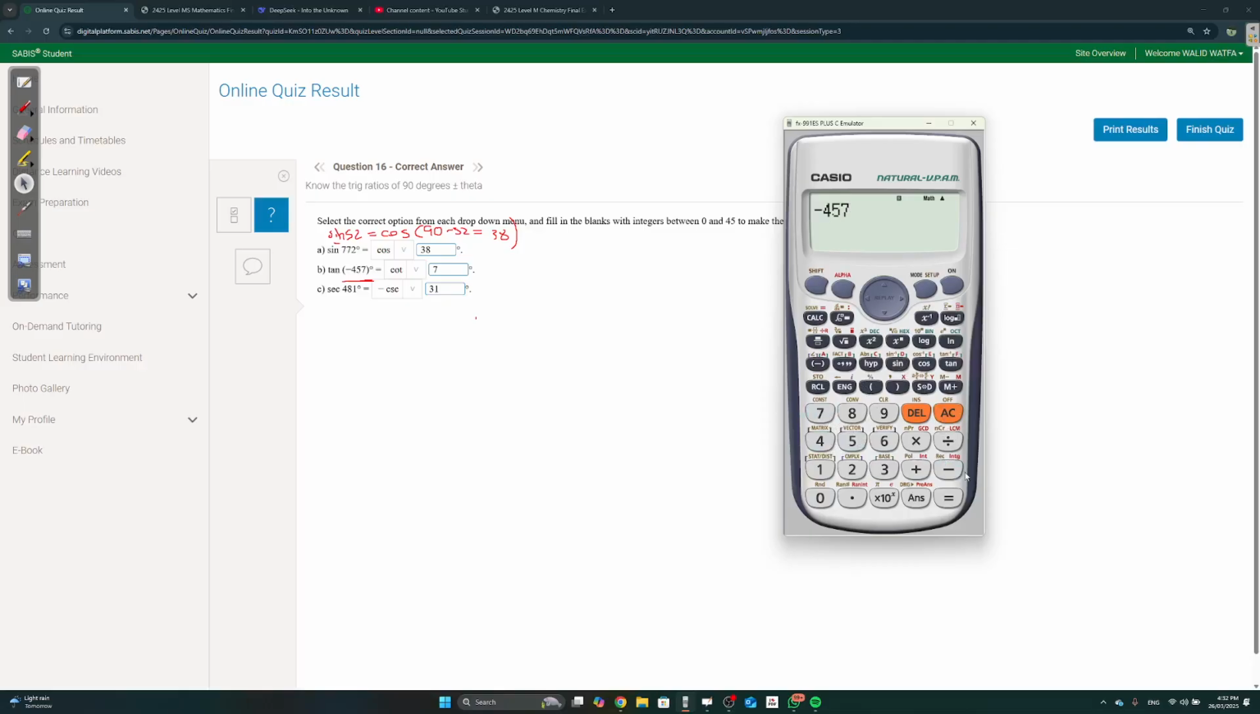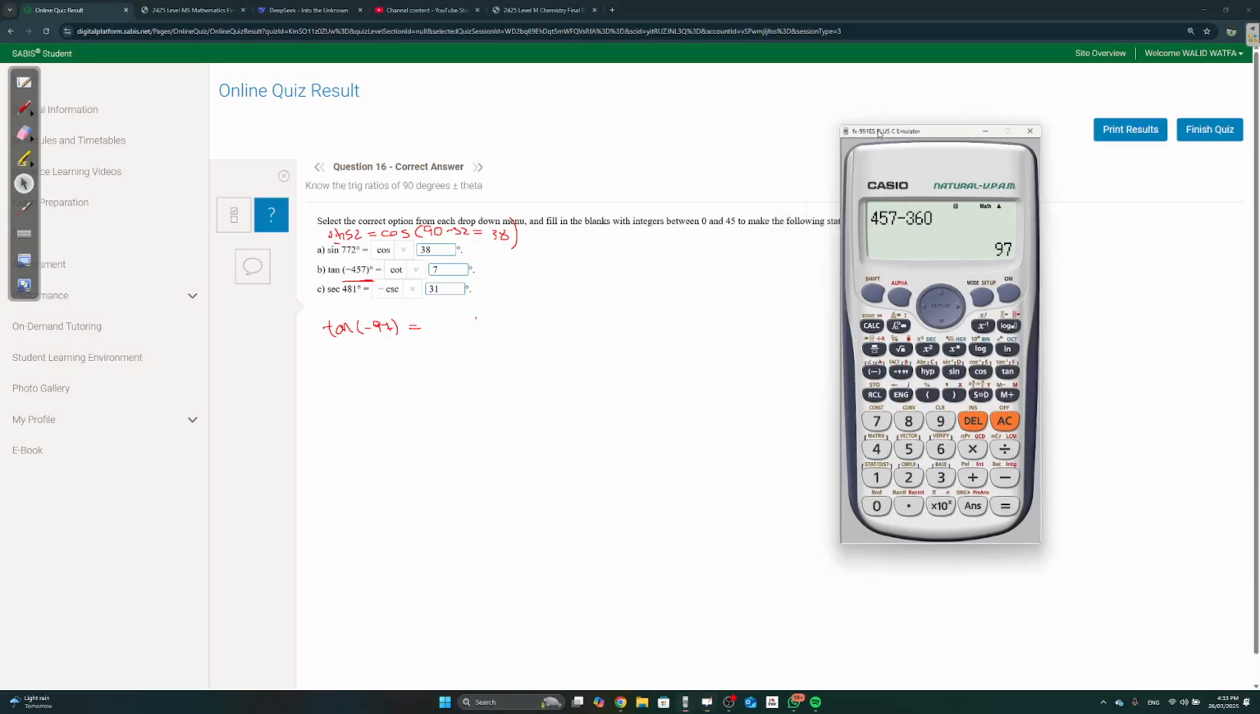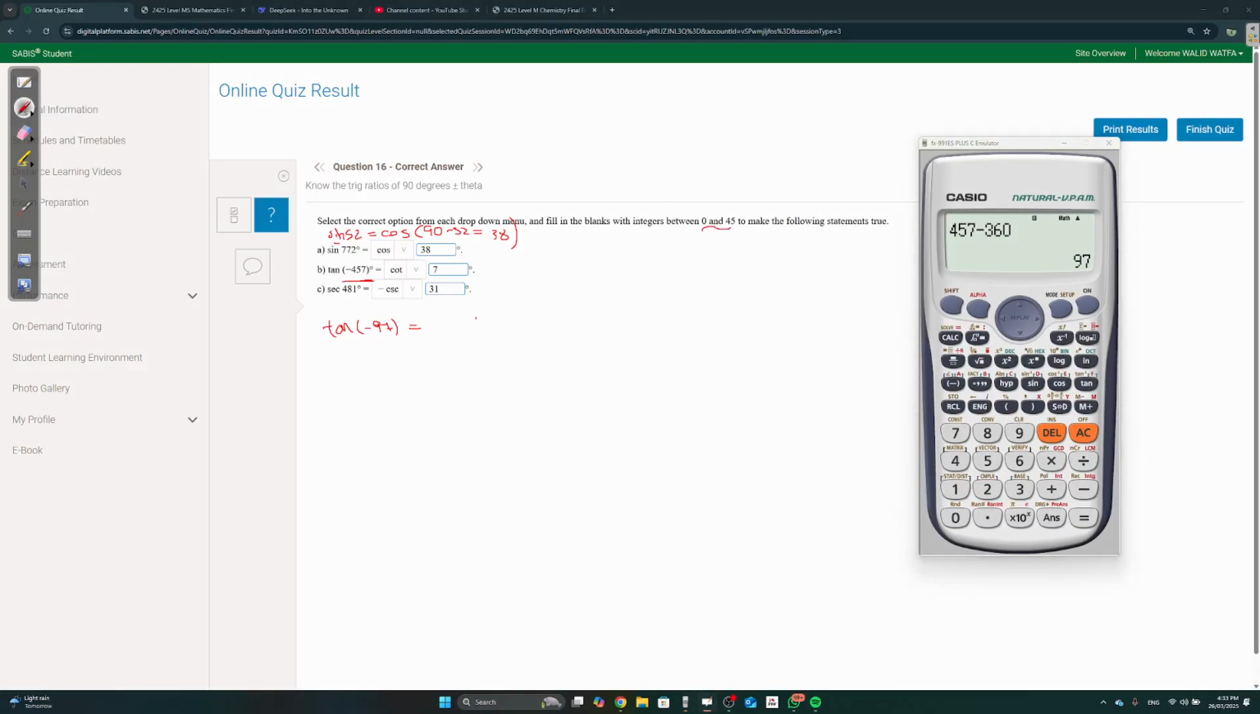Minus 457. What do we do? We subtract 360. But in this case, yeah, 457, subtract 360. Now it's not big anymore. So basically, tan of minus 97 is equal to what? How do we relate tan to something else? Pay attention to how they're saying in between 0 and 45, yeah? Tan, we know it's related to cotan, right?